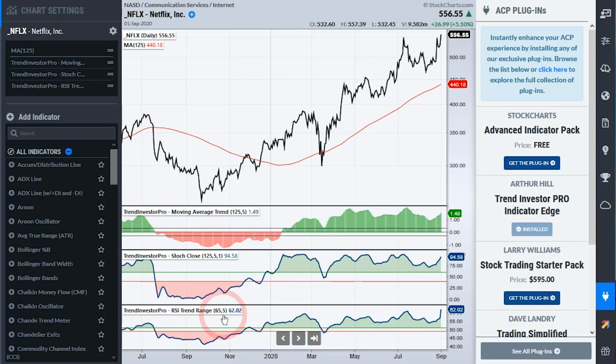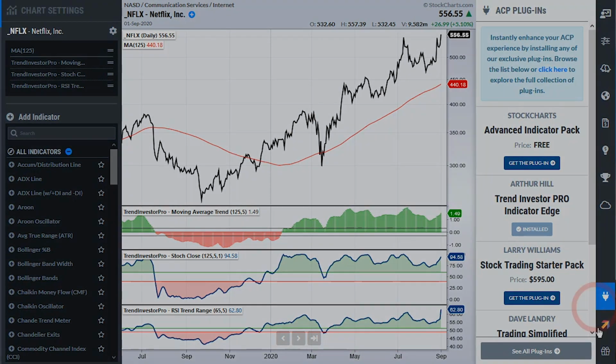Now I've got RSI trend range, but RSI is set at 65 days. That's 3 months because after study, it turns out that RSI is a little bit less sensitive than some of these other indicators, and so you can use a shorter time frame than say 125 days. I think that would be too much. So that's why I've selected 65 days for RSI, but I'm going to explain these in more detail. But there you can see Netflix there. And, you know, the green, of course, is when the uptrend is there. And you can see these two indicators were green. RSI trend range dipped into the red, but back into the green. So you're going to get whipsaws. But let's look at these in detail one by one.